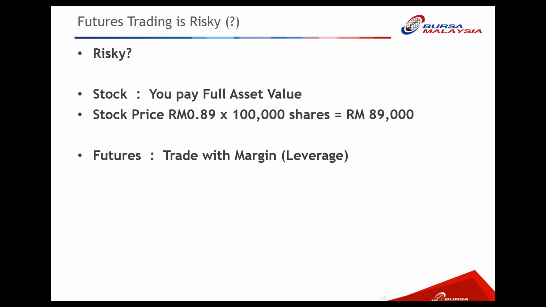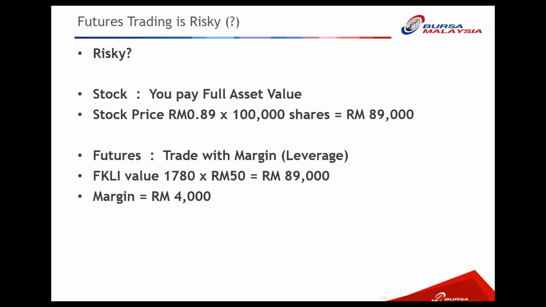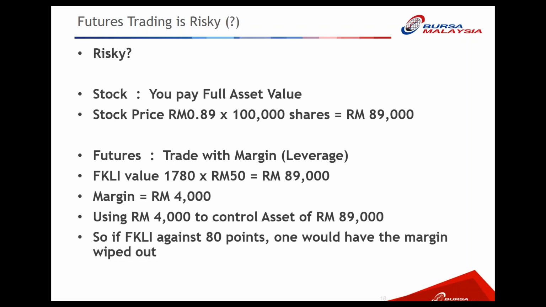Now, take a look at the futures side. FKLI or futures usually trade with margin, or some leverage. Let's say the FKLI value, hypothetically, is at 1,780. Times 50 ringgit will be 89,000 again. If you put up only 4,000 margin, you are using this 4,000 to control a very, very big asset. If you buy a stock you spend almost 90,000 for one stock, but owning an FKLI futures contract, you only need to put up 4,000. A very big leverage, controlling a contract value of 89,000.